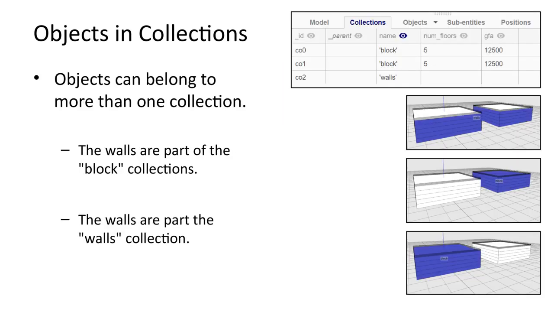Objects can also be added to more than one collection. In the example, we have three collections. One for each block. And one for all walls. The wall polygons are all in two collections. In their block collection. And in the walls collection. Next, we will look at various aspects related to collections in more detail.